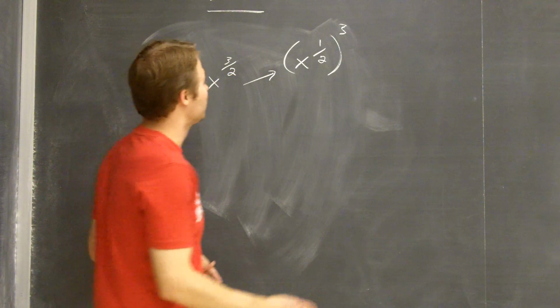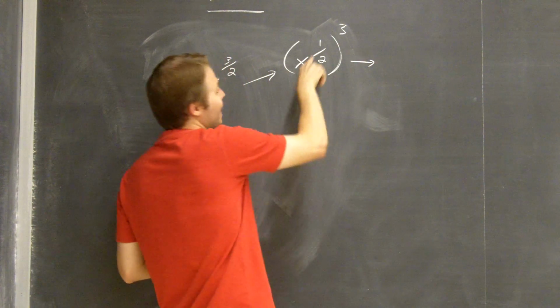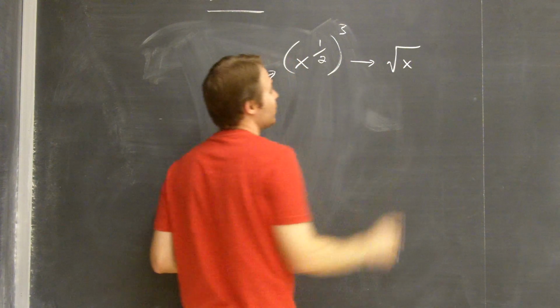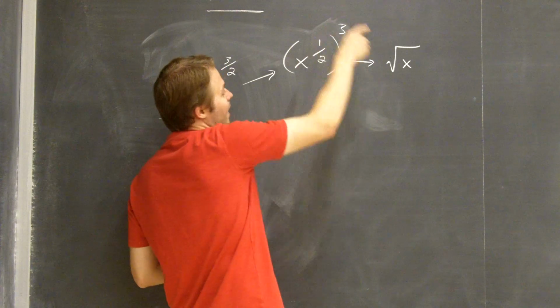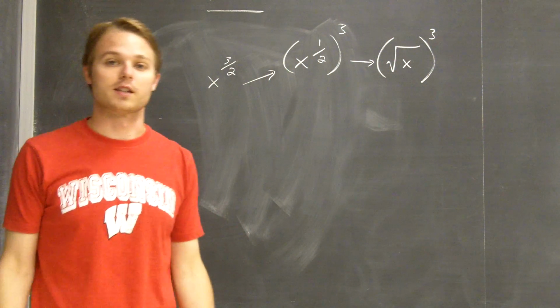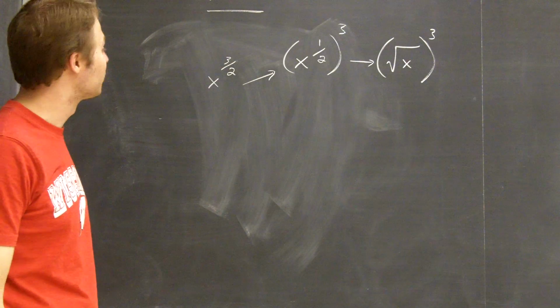Then if I want to go further with this, x to the 1/2 is really just the square root of x, and then all of that needs to be cubed. So I get an expression that looks like this. This is a way of writing it in the radical form.